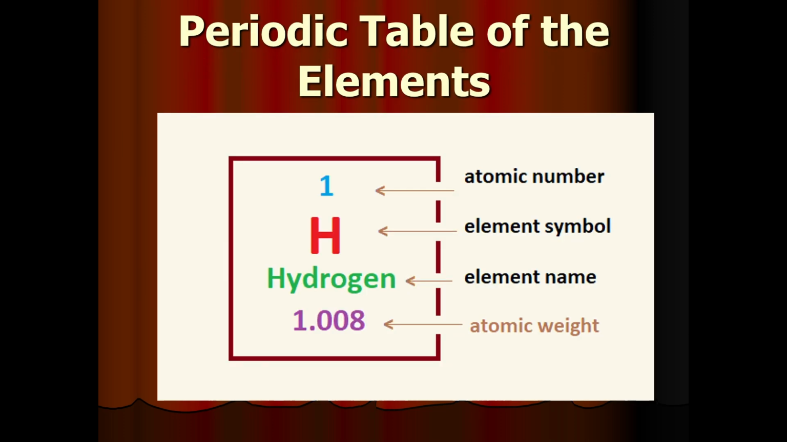Here is an example of a cell from the periodic table. This element's name is hydrogen and its elemental symbol is the letter H. Its atomic number is 1, which means it has 1 proton and 1 electron. Its atomic weight is 1.008, which we round to the nearest whole number of 1. This tells us that hydrogen has 1 proton and no neutrons.